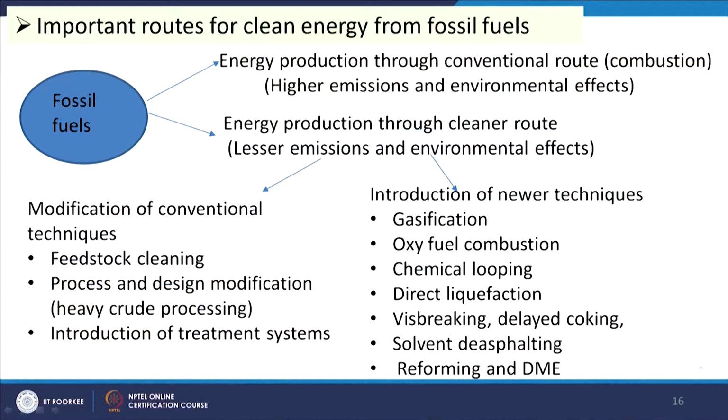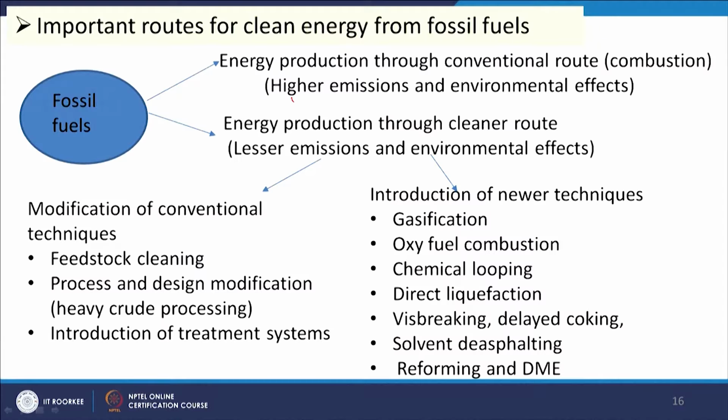Now, we will see different routes through which clean energy can be produced from fossil fuels. Clean energy is basically related to the utilization of fossil fuels in a cleaner route. If we consider the conventional, combustion-based route, it is used in a furnace, then flue gas is formed which is used to produce steam, and then steam is used to produce electricity. That way we can get high emissions and environmental effects.